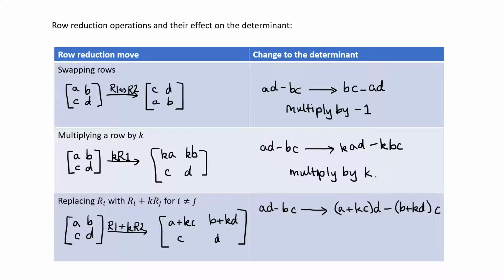Let's multiply this out. We get AD plus kCD minus BC minus kDC. Notice this multiplication is just a rearrangement, and it doesn't matter what order we multiply numbers, we get the same result. So these two end up canceling each other, and we get AD minus BC. So there's no change.